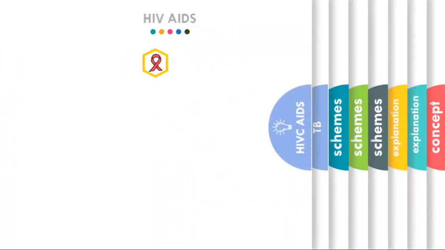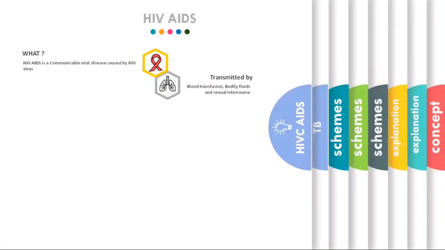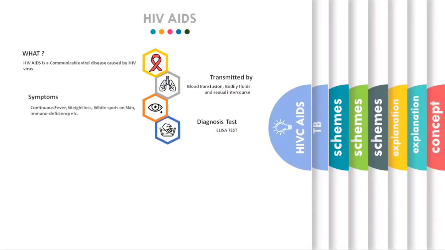Next, we have HIV/AIDS. What is HIV/AIDS? HIV/AIDS is a communicable viral disease caused by the HIV virus. It is transmitted by blood transfusion, bodily fluids, and sexual intercourse. Symptoms include continuous fever, weight loss, white spots on skin, immunodeficiency, etc. Next, we have the diagnosis test. The ELISA test, that is enzyme linked immunosorbent assay, is conducted to diagnose HIV.